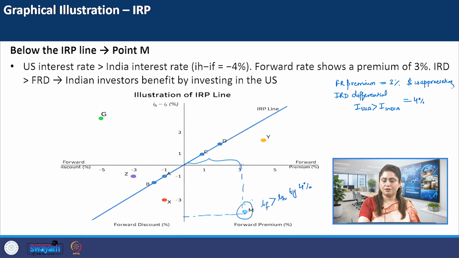In this condition, both the forward rate and the interest rate point us to the fact that investing in USA will be a better option, because the interest rate of USA is also high as well as the dollar is also appreciating. Now let's take the point Z.